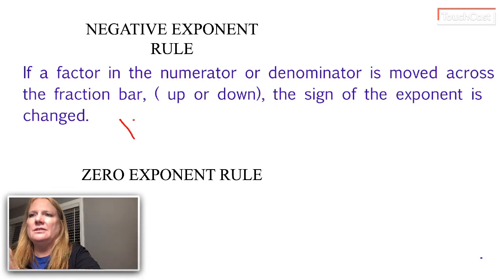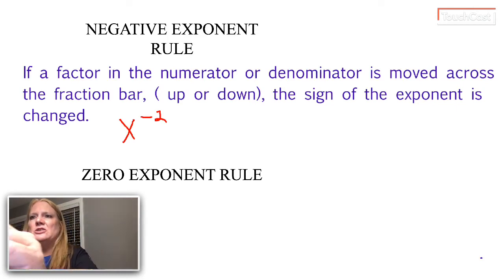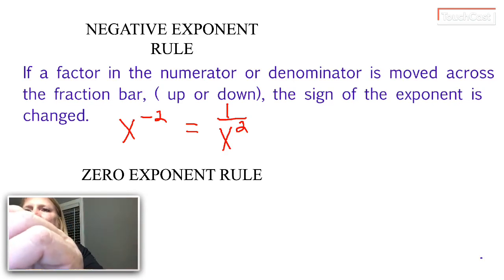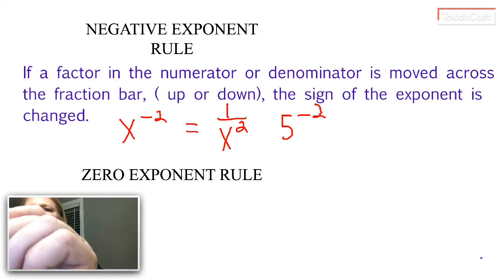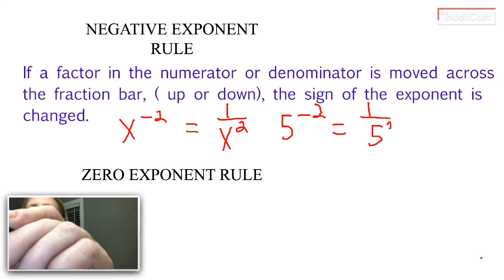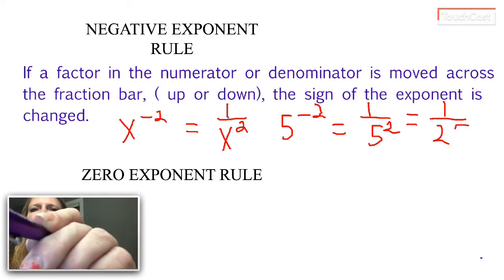So we have x to the negative 2. We can't have the negative exponent, so it just moves to the bottom and becomes 1 over x squared. Okay, so if you had 5 to the negative 2 power, that would be 1 over 5 squared, which would simply be 1 over 25.